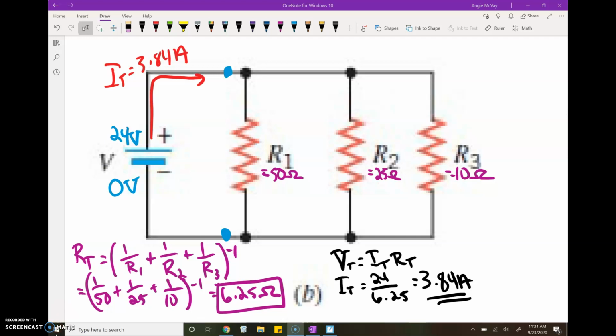All right, so what that means is that no matter what path the current, the electrons take, the resistor is going to have to provide a potential drop of 24 volts, right? So if the current goes through resistor 1, we'll call that current 1, right? It will go from 24 volts down to 0 volts. And so that means the potential drop across resistor 1 is 24 volts.